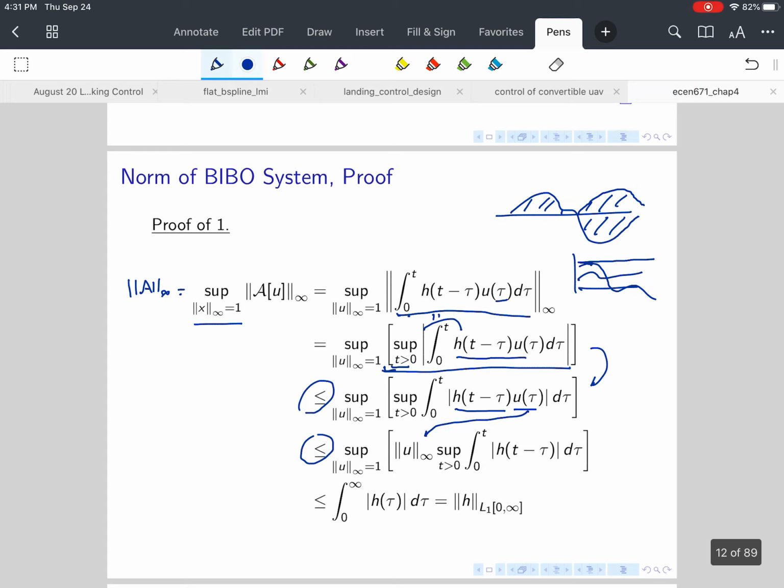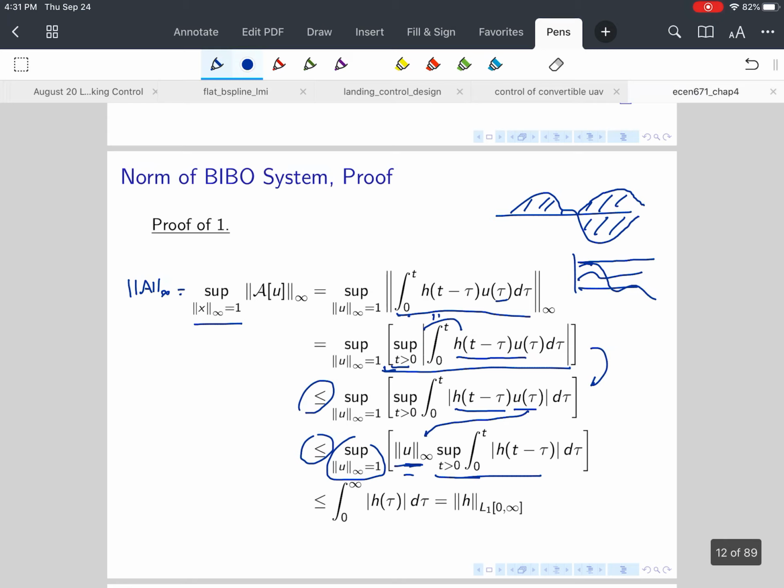In other words, the infinity norm of u is just the supremum over all t of u of t. So we pull that largest value out, and now we'll get this thing, and we have less than or equal to. Okay, now we're taking the supremum here of all infinity norms of u equal to 1. That means this guy's equal to 1. So, we can go ahead and assume that that's equal to 1.